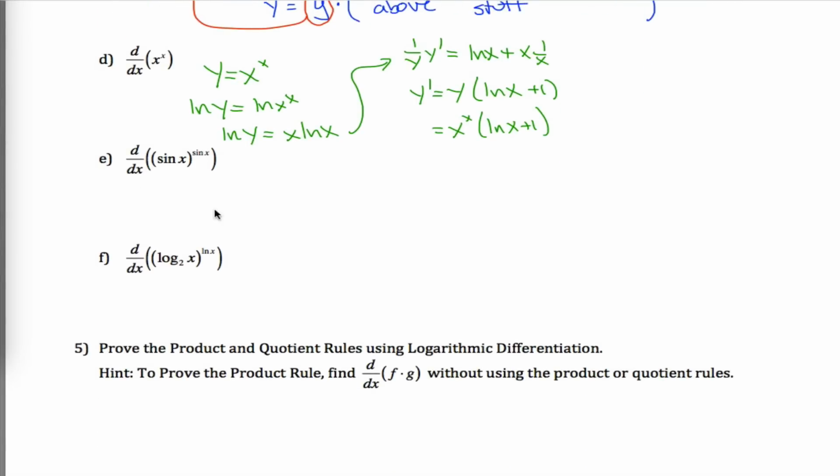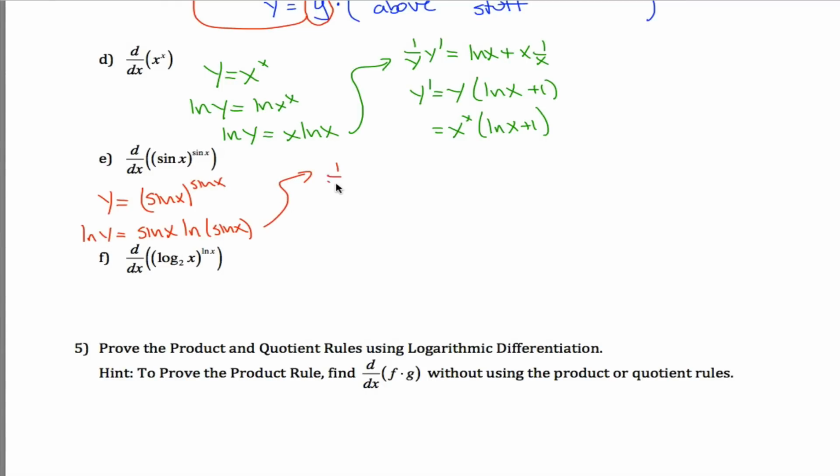I'm going to set it up as y equals this stuff. So y equals the sine of x raised up to the sine of x power. And again, there's no rules that will deal with this. No, this isn't a chain rule or a product rule or anything. But I can use logarithmic differentiation, take the natural log of both sides so that I can bring this sine of x down in front. So really there's two steps there. Take the natural log of both sides, then apply your third log rule to bring that down in front. Now you can take some derivatives.